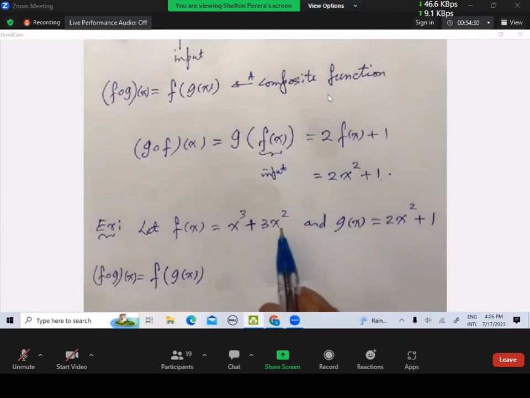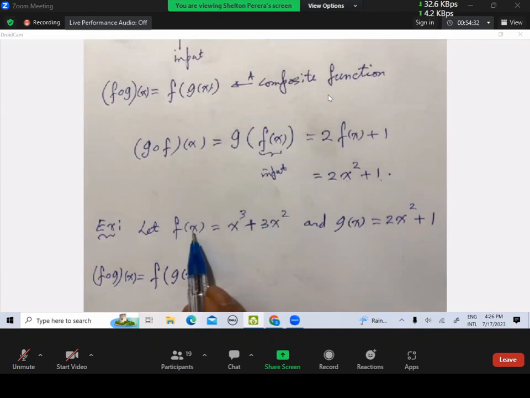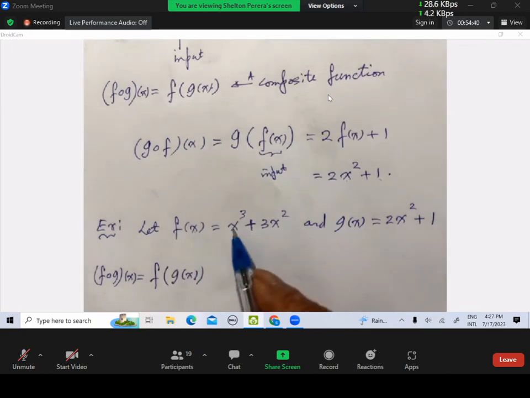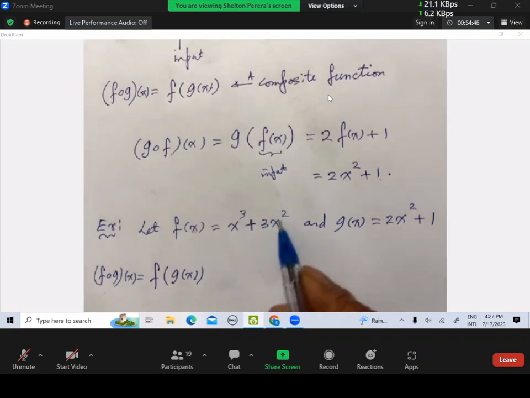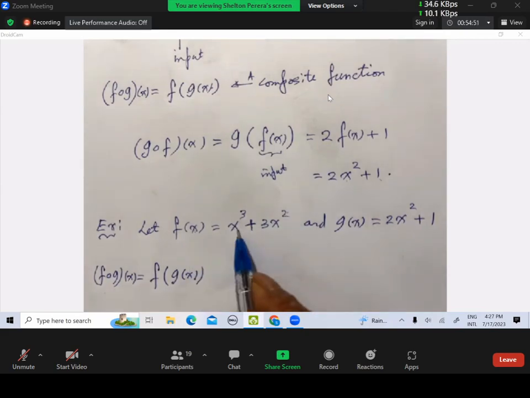F of x is this. When you input something, now g of x is the input. If you input anything to the rule, function f, what is the output? Input cubed, x is the input. Whatever you have inside here, that cubed plus 3 input squared, x, 3x. So f of g of x is equal to g of x.